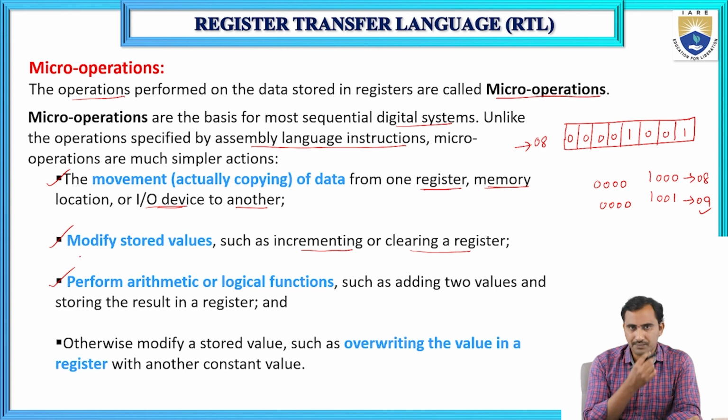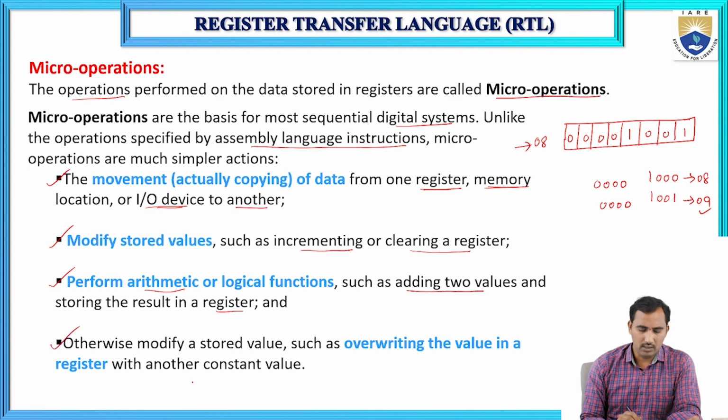The third one is performing arithmetic or logic functions, such as adding two values and storing the result in a register. We have several arithmetic and logic operations like addition, subtraction, multiplication, and division. Similarly, the logic operations are AND, OR, exclusive OR, increment, and decrement. These are the various arithmetic and logic operations.